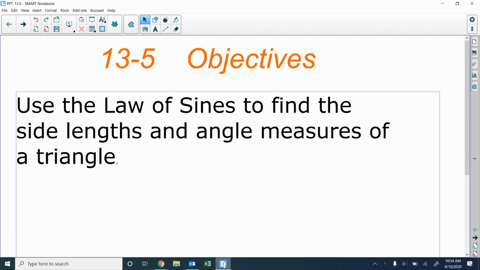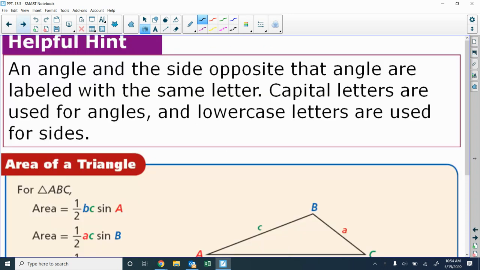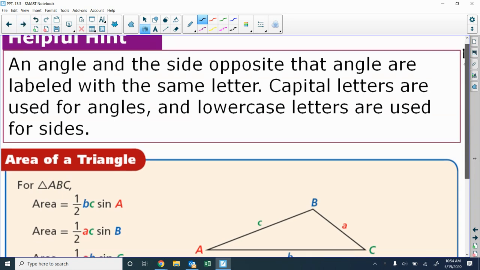Hey, we're going to jump up to 13.5 now, and that is the law of sines. It's not too bad. It's pretty straightforward. So let's show you what that looks like. We're going to start with area first. So we've got a couple of quick formulas here on area.